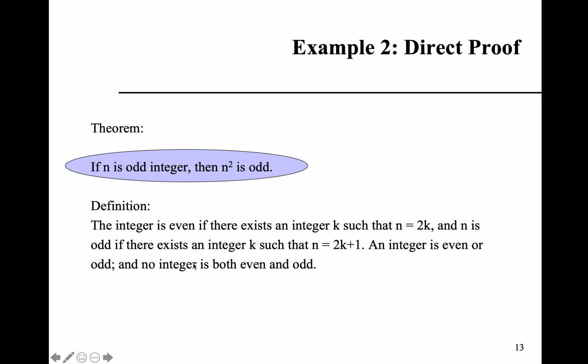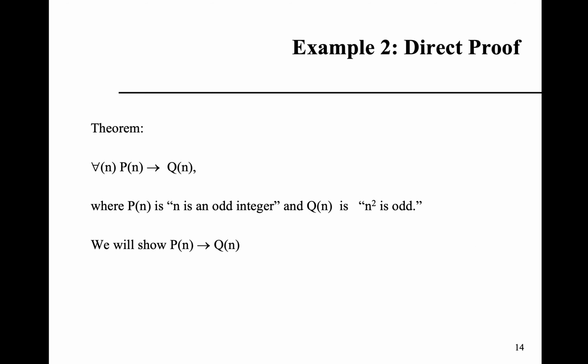An integer is even or odd, and no integer is both even and odd. Again, this is your basic math. We're just defining it. That way we can actually play with different ideas.